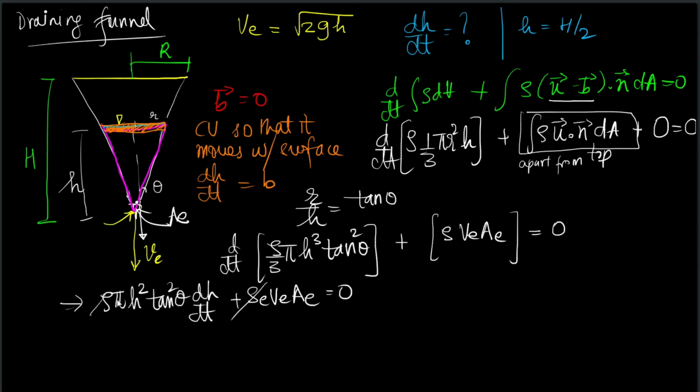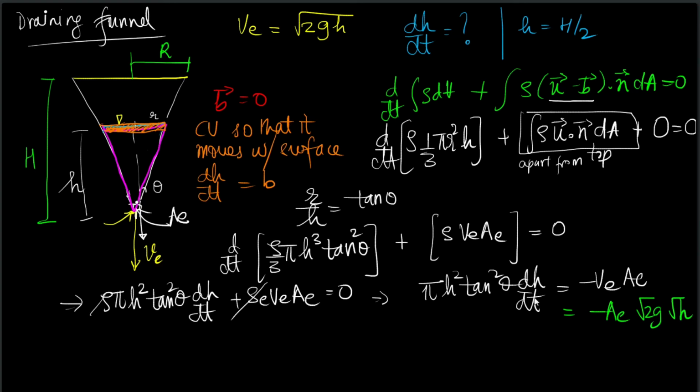And rho e and rho are the same thing. And this implies pi h square tan square theta dh/dt is equal to minus Ve Ae, where Ve is now a function of h. So this becomes minus Ae times square root 2g times square root h. Let us take this h over here. Let us take pi and tan square theta on one side.